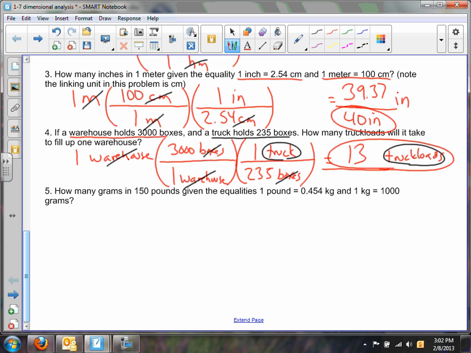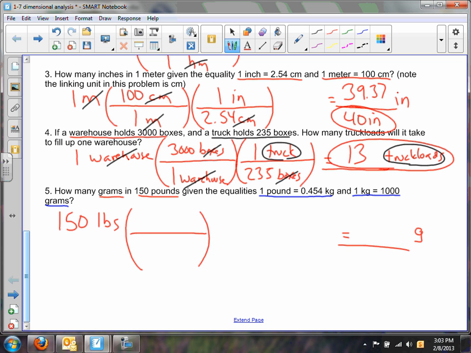And we'll try one more. How many grams in 150 pounds? So write down what you're given, 150 pounds. Write down what we want to find, grams, and now just convert units. These are the equalities we have. Which one has pounds in it? Well, 1 pound is the same thing as 0.454 kilograms. So pounds are gone.